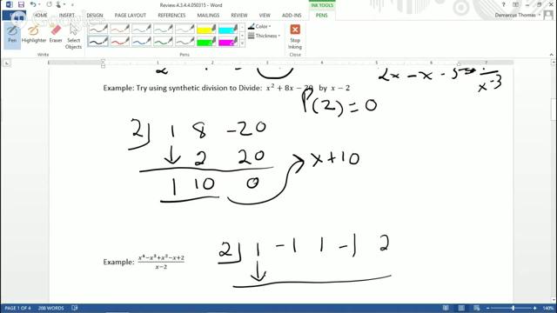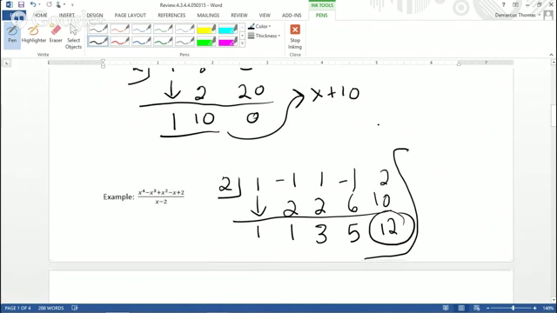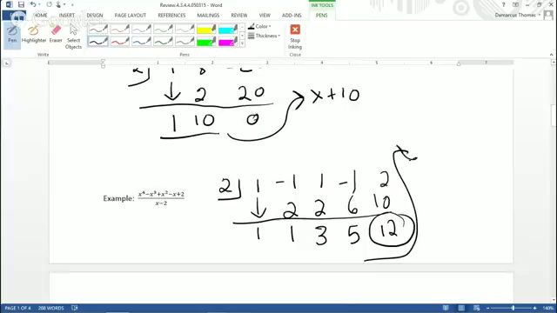The first thing we do is bring down that 1. What's 2 times 1? 2. Let's add these together. We get 1. What's 2 times 1? 2. Let's add these two together. We get 3. What's 2 times 3? 6. Let's add them together. We get 5. What's 2 times 5? 10. Let's add them together. We get 12. 12 is our remainder.